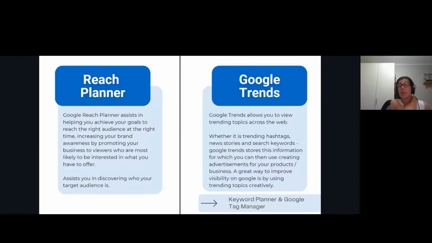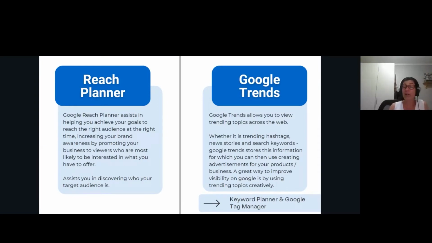Reach Planner and Google Trends. Google Reach Planner assists in helping you achieve your goals to reach the right audience at the right time, increasing your brand awareness by promoting your business to viewers who are most likely to be interested in what you have to offer. It assists you in discovering who your target audience is.